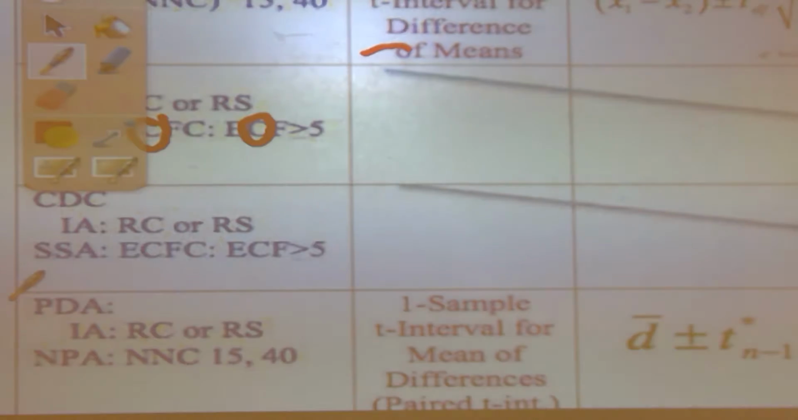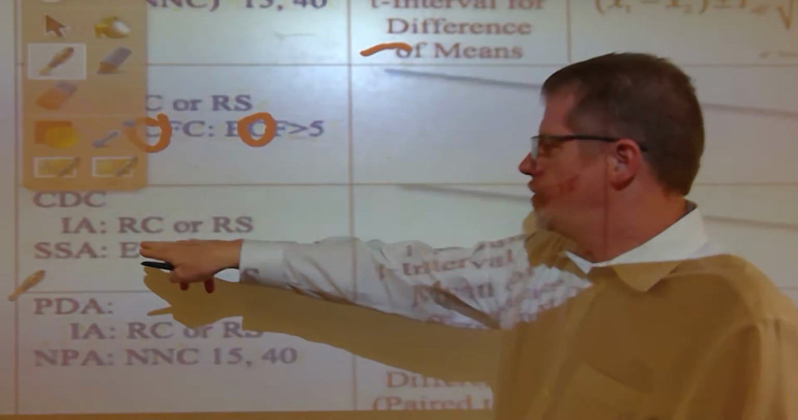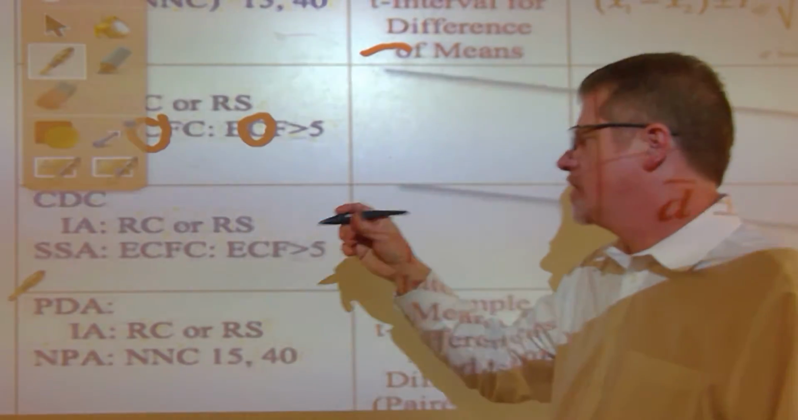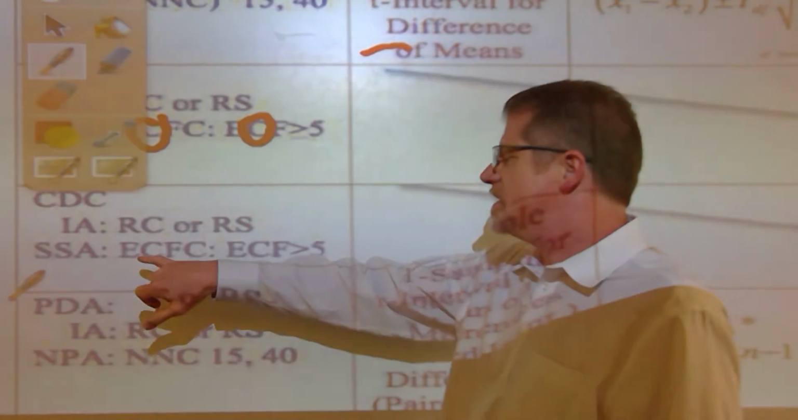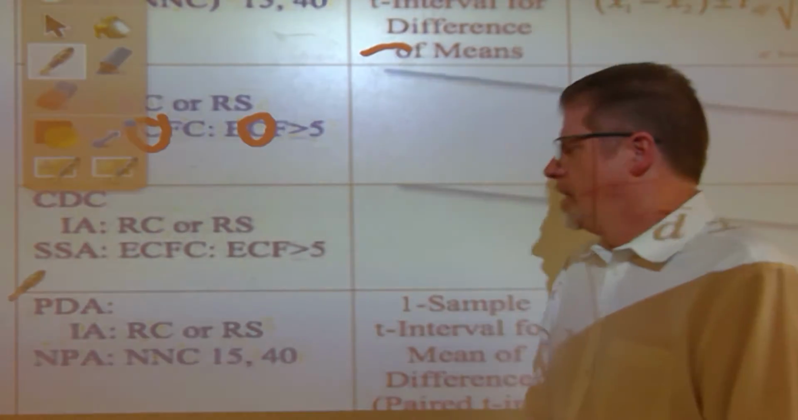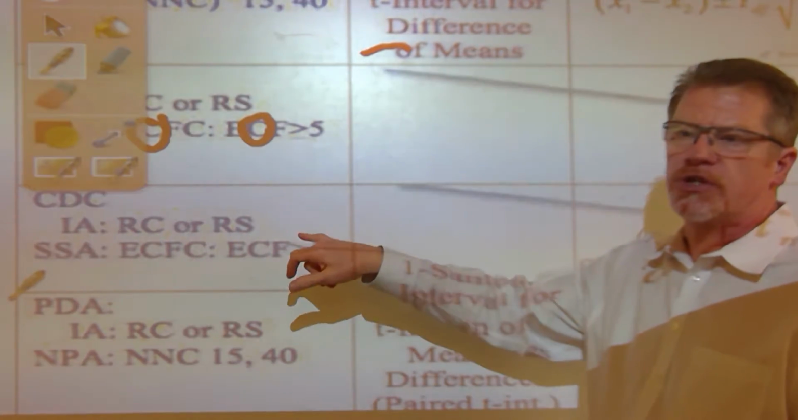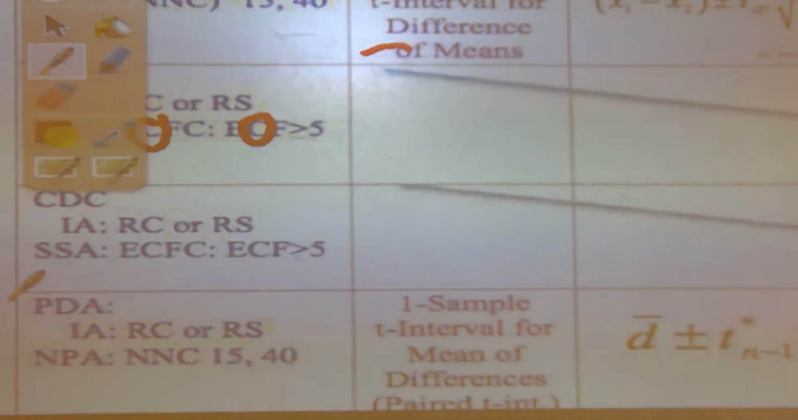And notice the conditions are the same. It's counted data condition. We need the independence assumption to be justified by either randomization condition or representative sample, and the sample size assumption to be justified by the expected cell frequency condition. And that's satisfied if every expected cell frequency value is greater than 5. So those are just copied down from above.